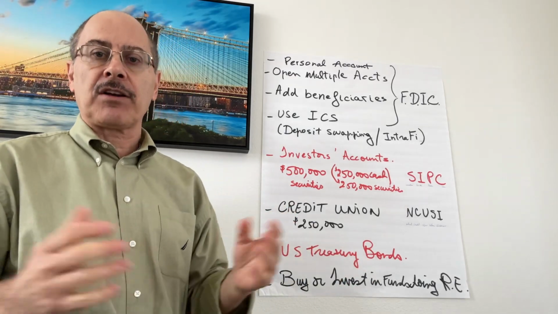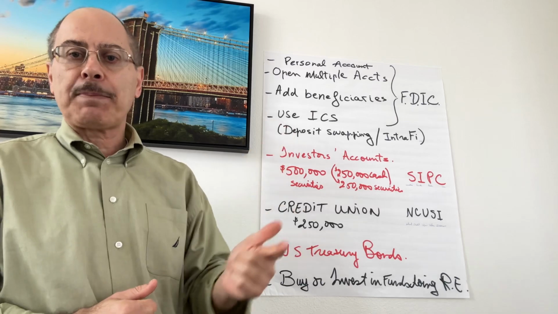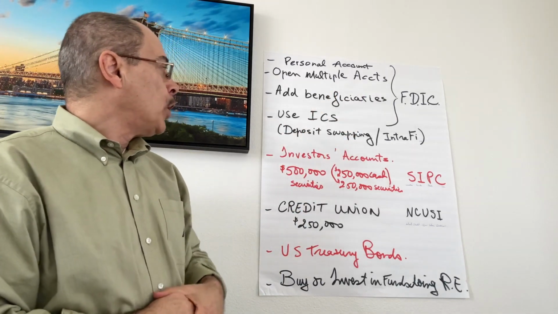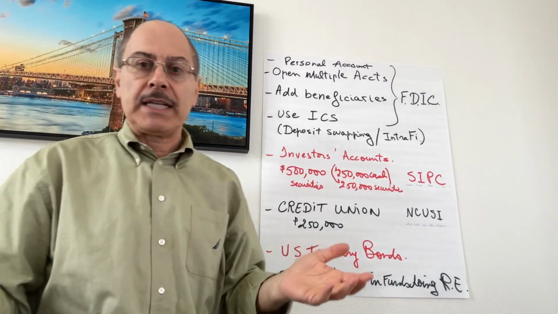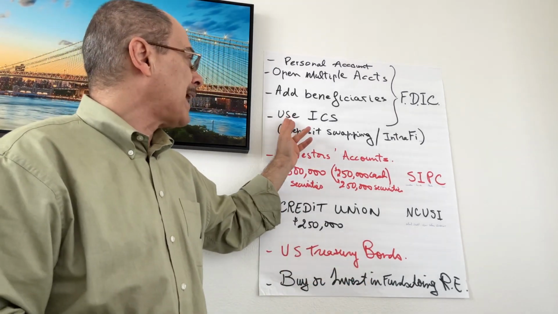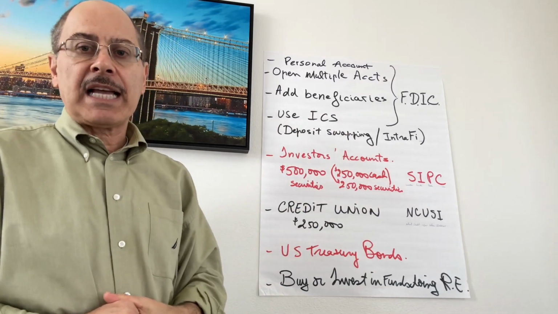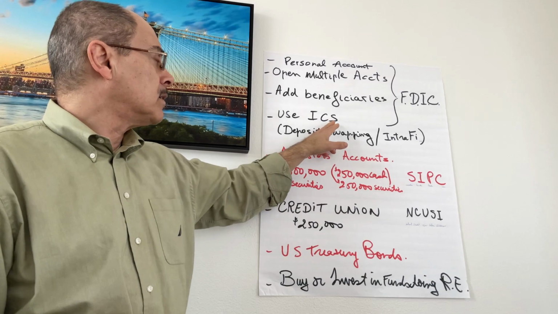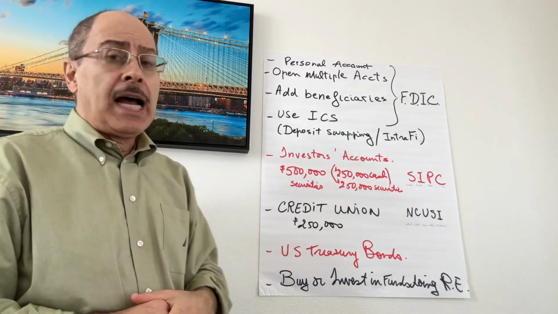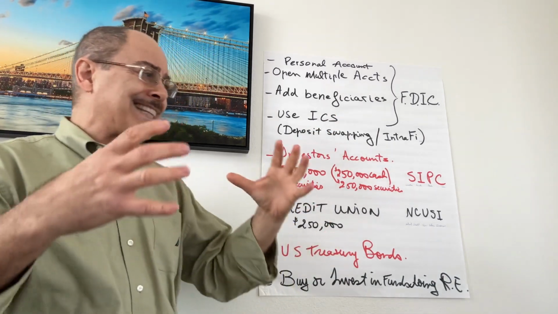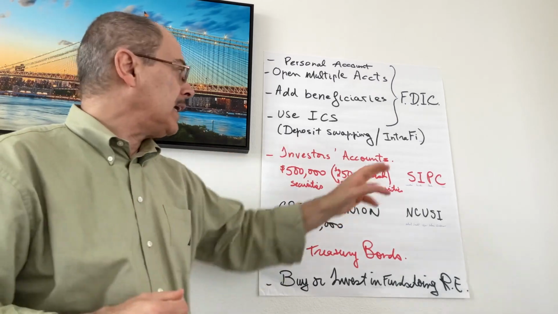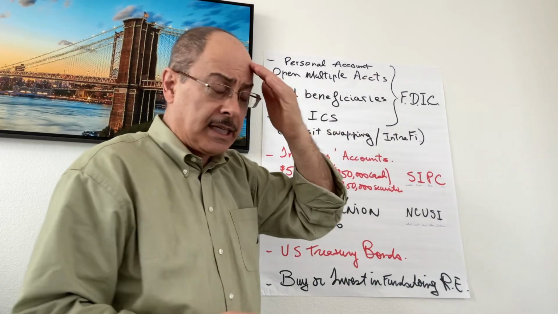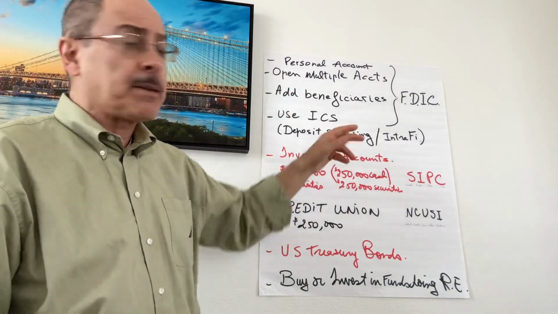So if you have $1 million in an account, you can have you, your spouse, your son, your daughter, something like this. You'll have the FDIC. You can use something that I was surprised a lot of people didn't know, something called ICS, which is actually Insured Cash Sweep. The Insured Cash Sweep is an IntraFi system that was actually created in 2002. And this is deposit swapping.